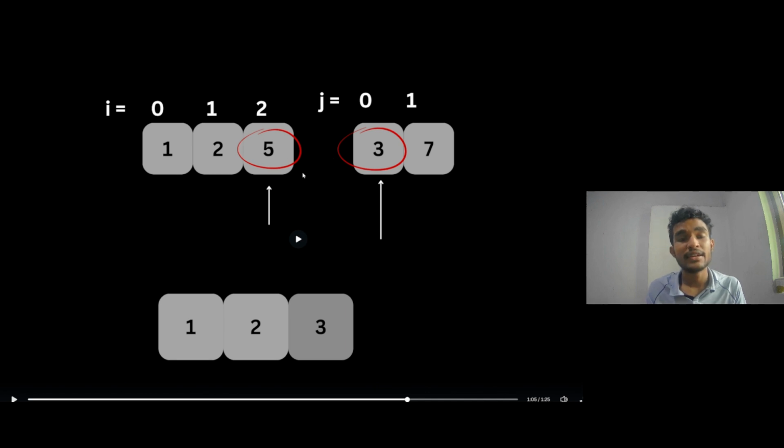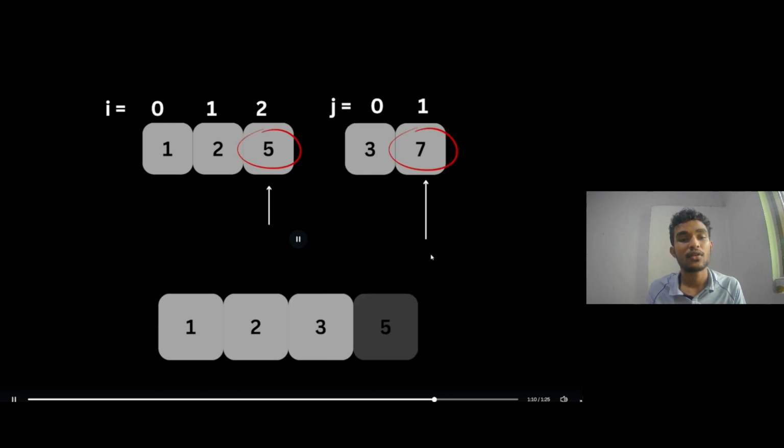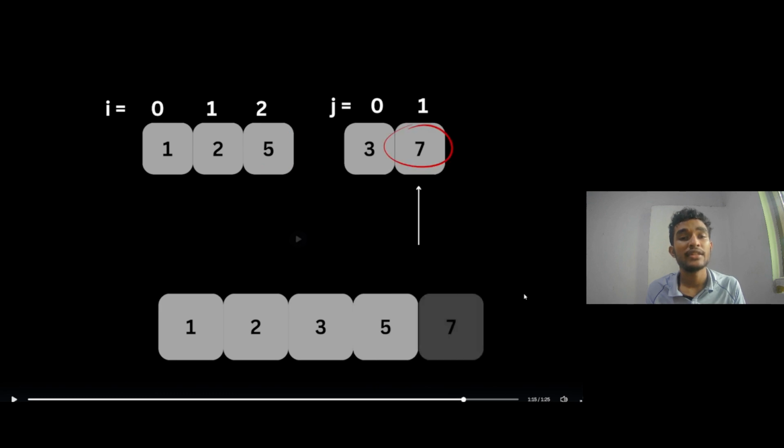But in this step we are getting 3 from the right array. So therefore what will happen? The j will plus. So 7 and 5 are compared, and the smaller value will be printed in the final array. So it is 5. Next we have only the 7 remaining.